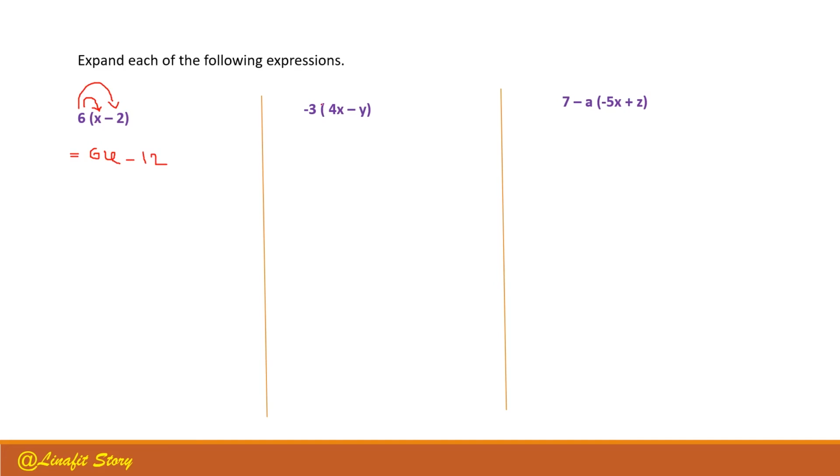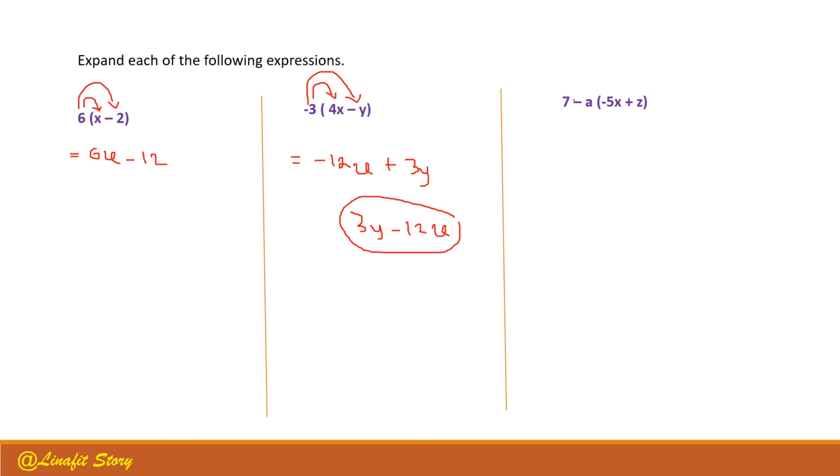Negative 3 open bracket 4x minus y close bracket. Negative 3 times 4x is negative 12x. Negative 3 times negative y is positive 3y. Usually, leave your answer as 3y minus 12x, which looks simpler than negative 12x plus 3y.